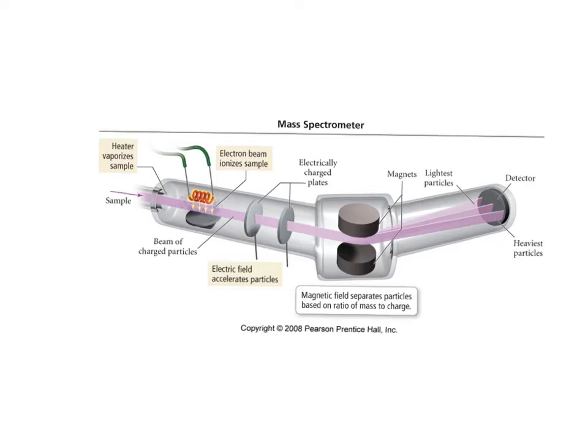So you have your sample. Let's say it's carbon, naturally occurring carbon. Okay, so we put maybe some graphite in here. That would be carbon, a stable form of carbon. And then you can see that it's heated up in this chamber.